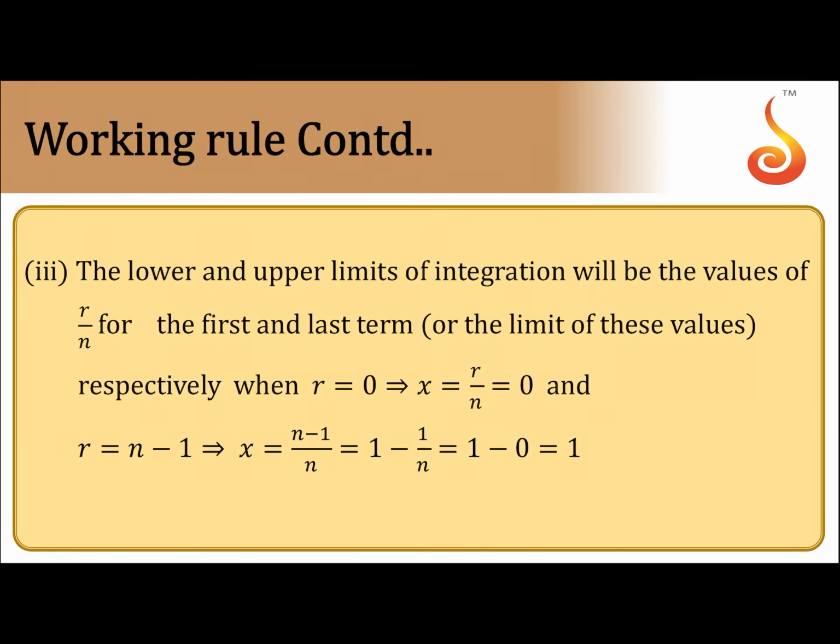Next one. So lower and upper limits of integration will be the values of r by n for the first and last term, or the limits of these values. R equal to 0 implies x equal to 0. R equal to n minus 1, x is equal to n minus 1 by n, which tends to 1. So limits are from 0 to 1, f of x dx.